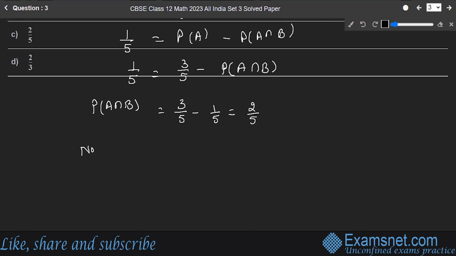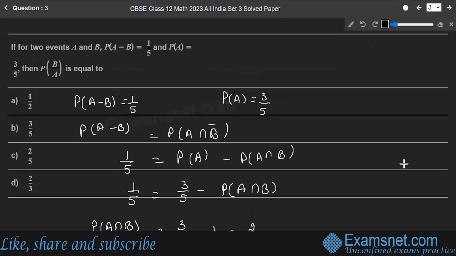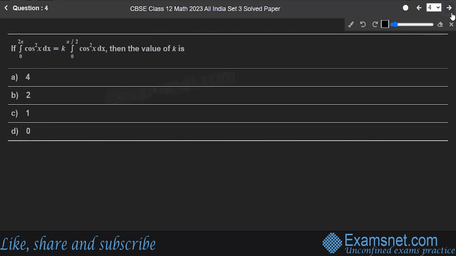Now, you have to find out P(B given A). This is given by P(A intersection B) upon P(A), which is 2 by 5 over 3 by 5. That is 2 by 3. So this is the answer to the question. Option D is the correct one. Hope you understood this. Next is question number 4, an integration problem.